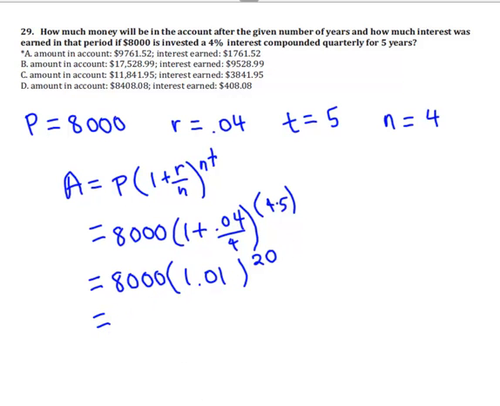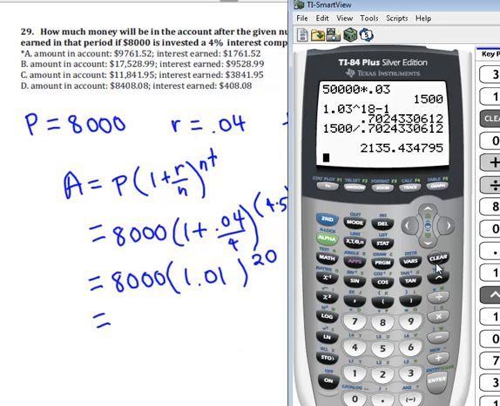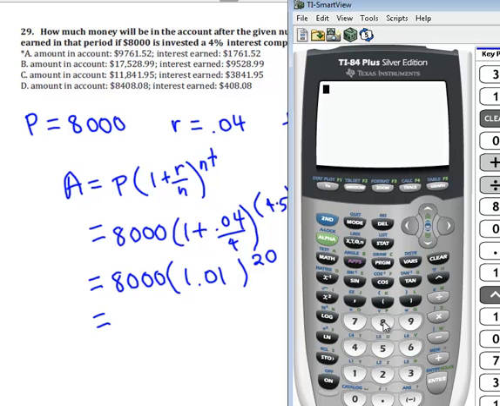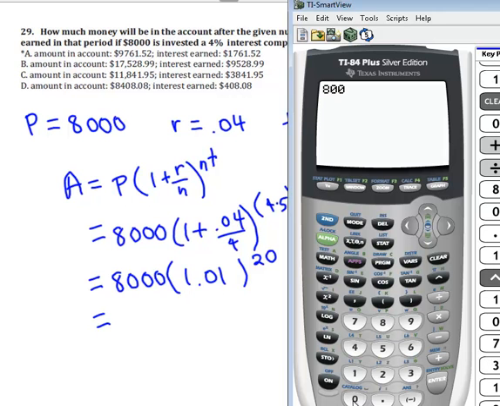Or we can just take out our calculator here at this point and say we're going to take 8,000 times, I'm going to put it in parentheses. It doesn't have to be, but if you're not sure, it's always safest to do that. Raised to the 20th power.